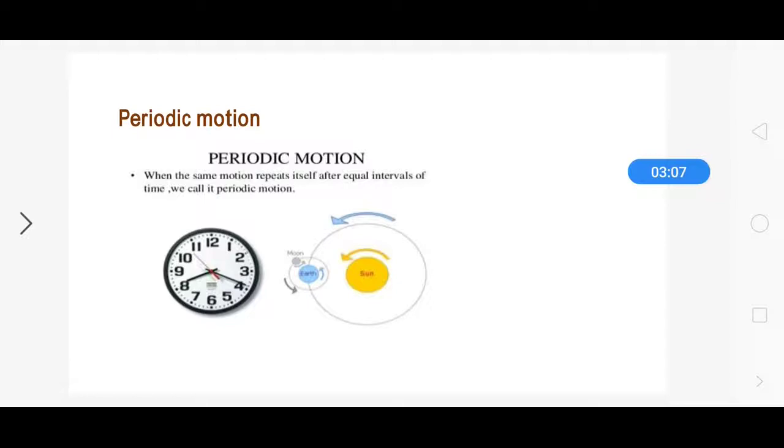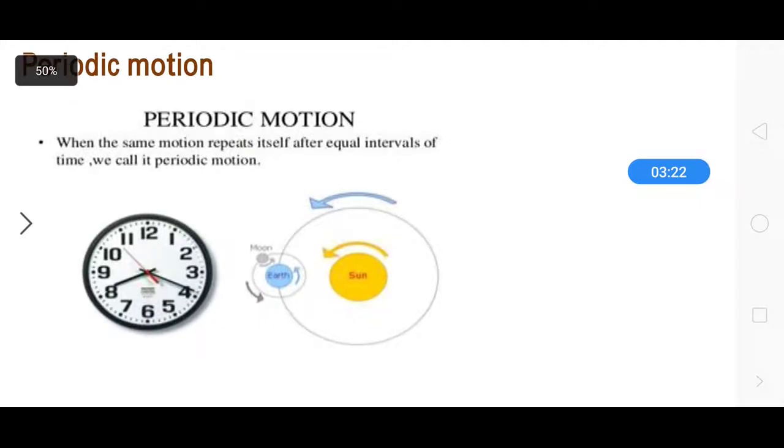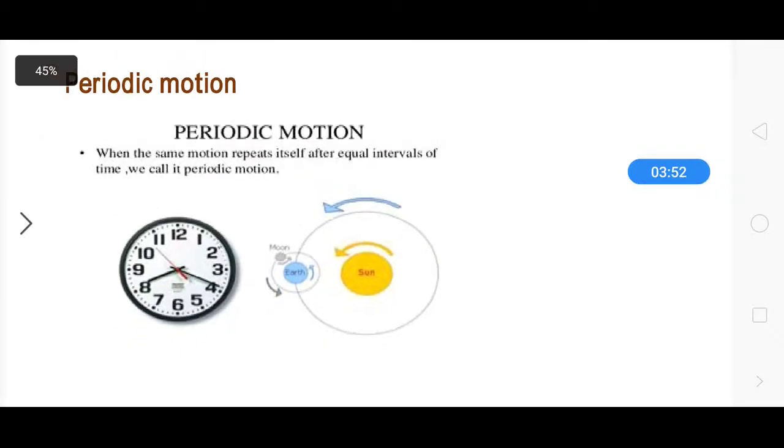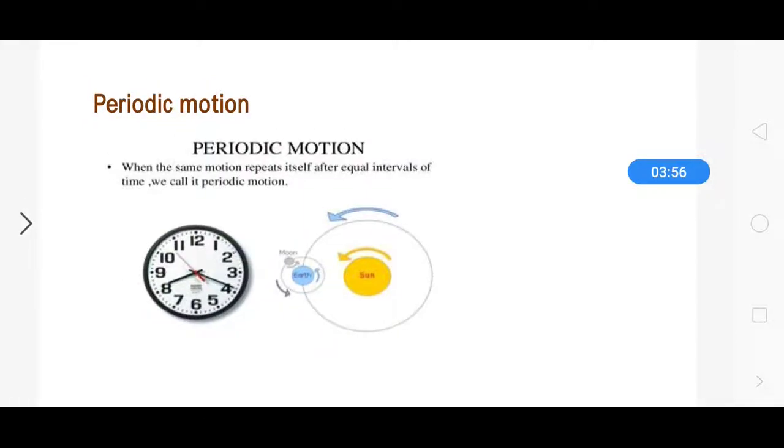You can see the examples in this slide. You can observe the wall clock here, the motion of the Earth around itself, the motion of the moon around the Earth, and the Earth's revolution around the sun. The moon is moving around the Earth, the Earth is spinning around itself, and the Earth is moving around the sun. So three types of periodic motions are there in this figure, and one more example, the wall clock. The motion which repeats at regular intervals of time is called periodic motion.